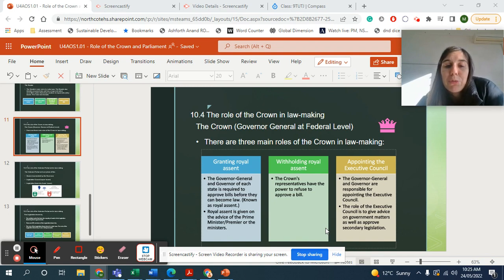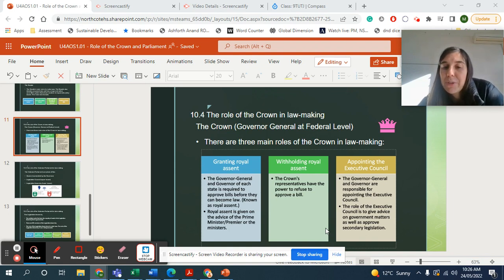So, what does the Governor General do? Well, the Governor General is responsible for ticking off all bills that have already been debated through the House of Representatives and the Senate. In order for a bill to become legislation and become a law, it needs to get royal assent. This royal assent is provided by the Governor General on the advice of the Prime Minister.